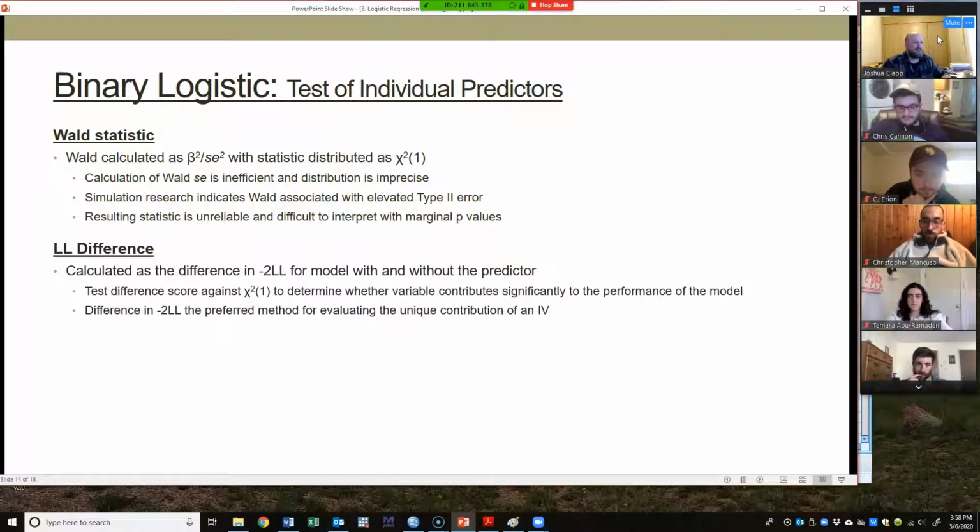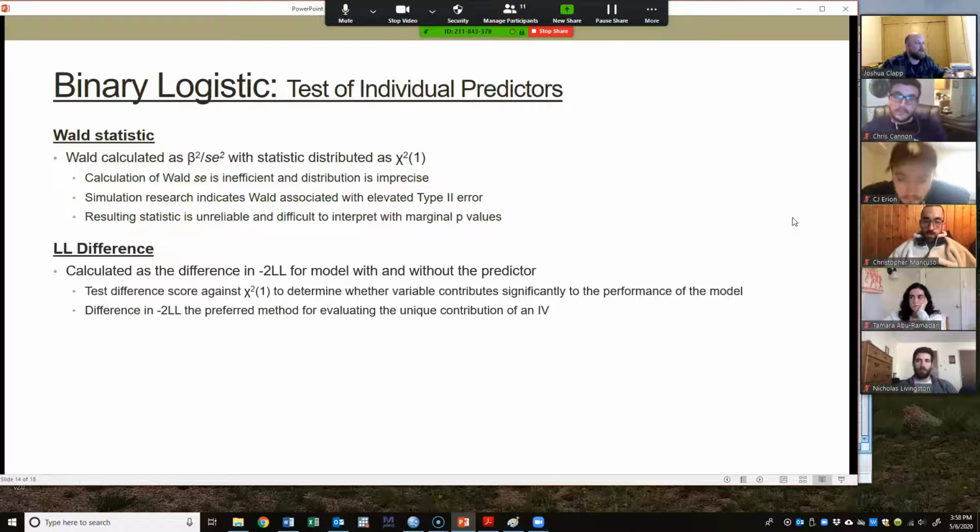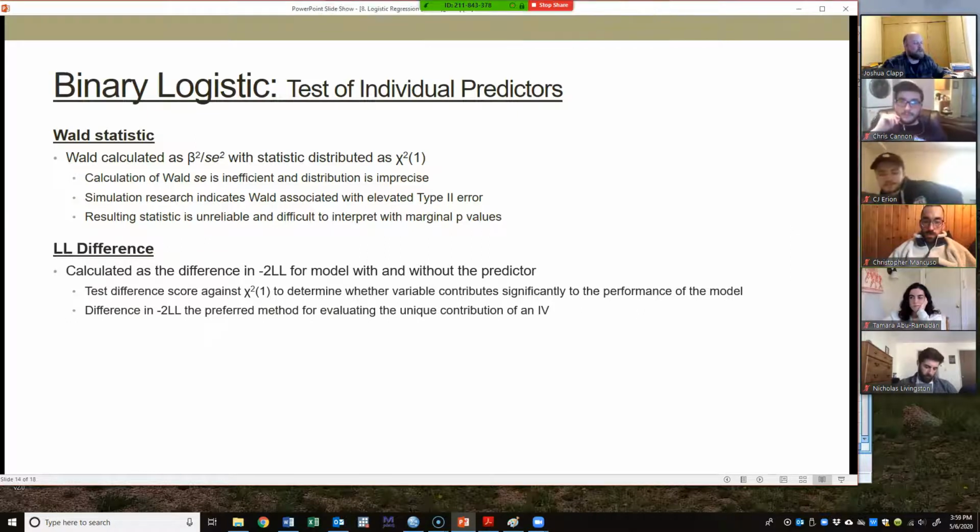Okay. Now, this difference in the -2 log likelihood is a preferred method for evaluating the unique contribution of a predictor, but it is not what's given in your standard output. If we want to get super precise, it's going to take a little more effort in standard SPSS, because we have to run a model with the predictor and without it and look at the difference.